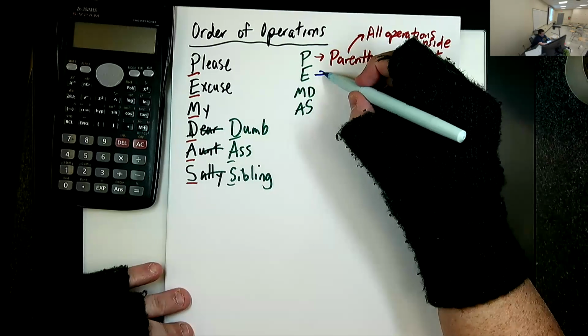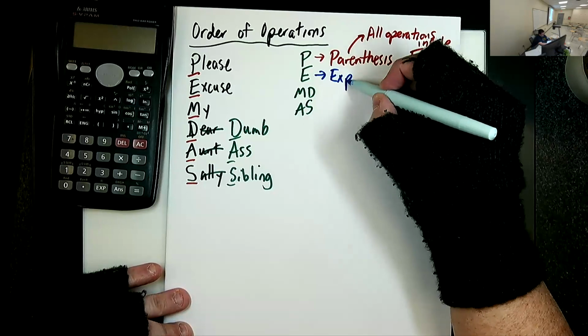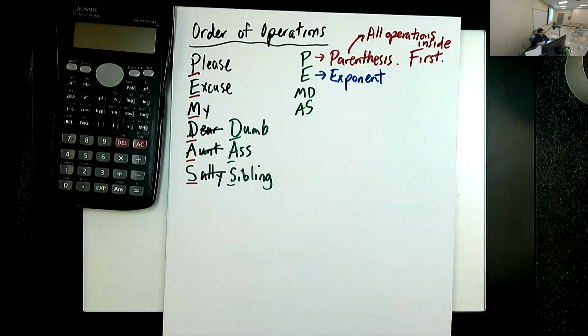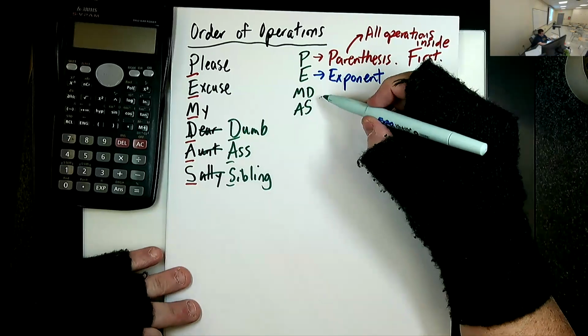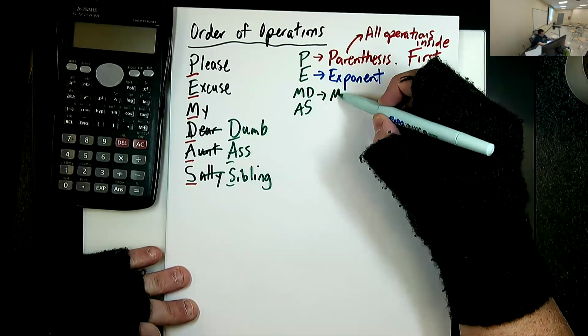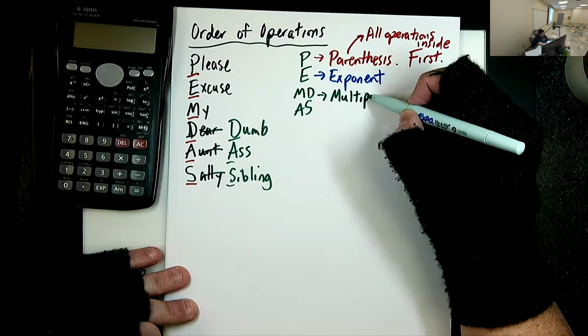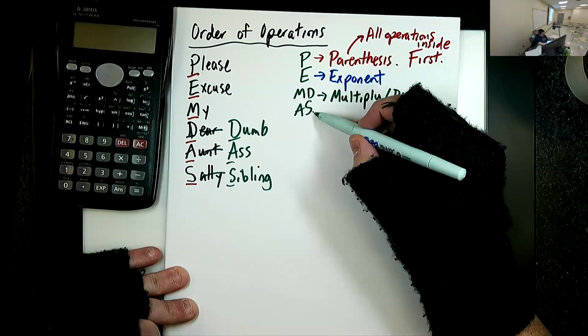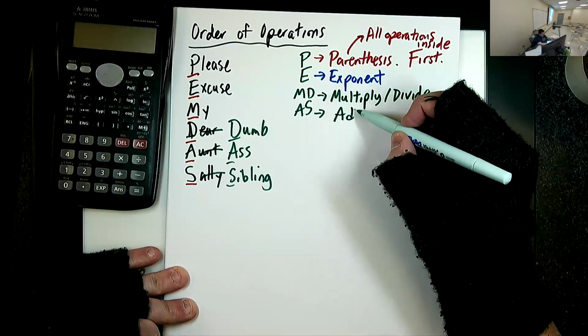E is for exponent. MD is for multiply and divide. And AS is addition and subtraction.